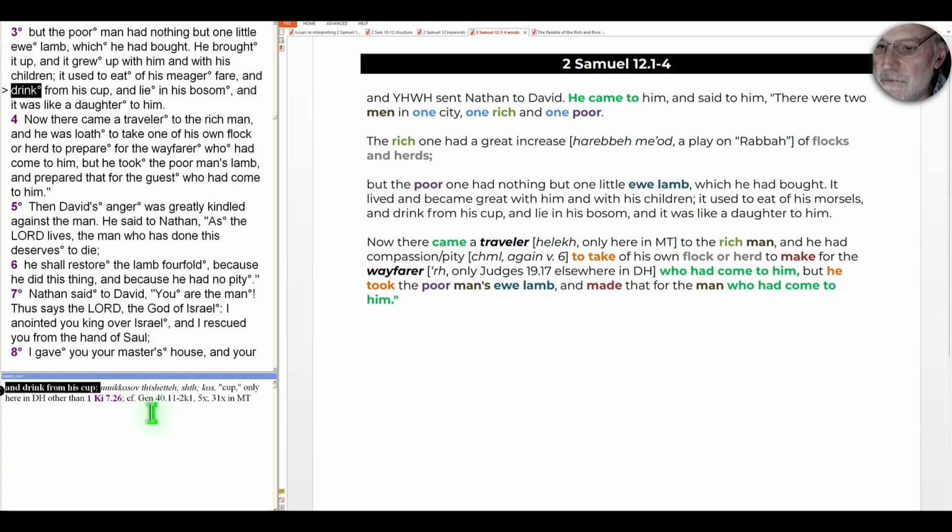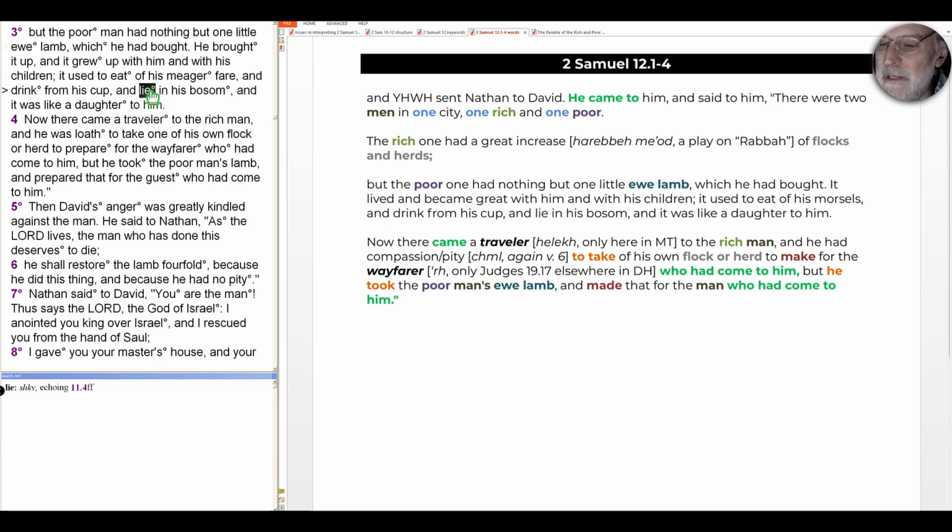The verb used here for drink is only here in the Deuteronomistic History, other than one other place. And the word for cup is only here in the Deuteronomistic History in one other place. Drink is a normal word for drink. And then really strange, lie in his bosom.